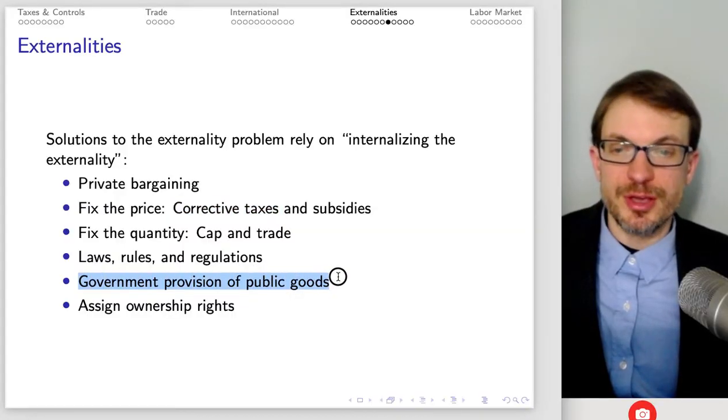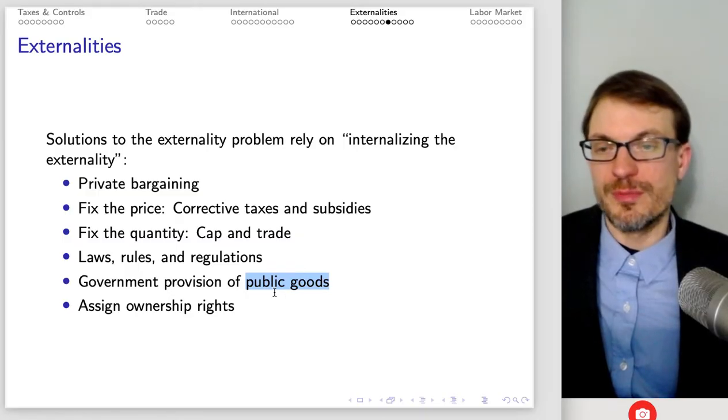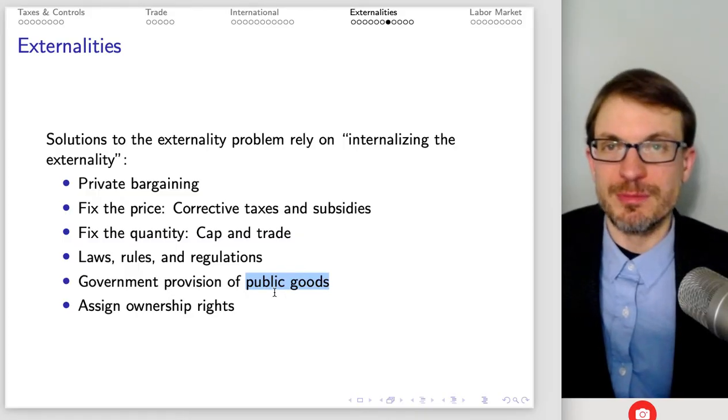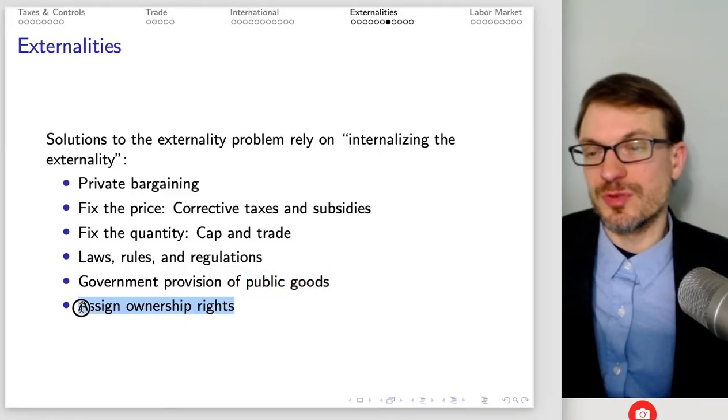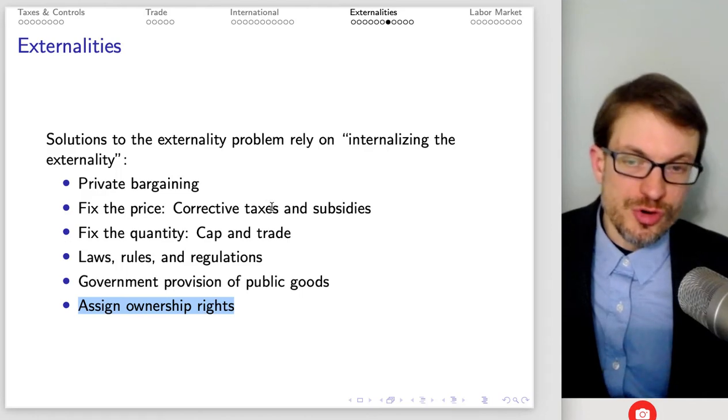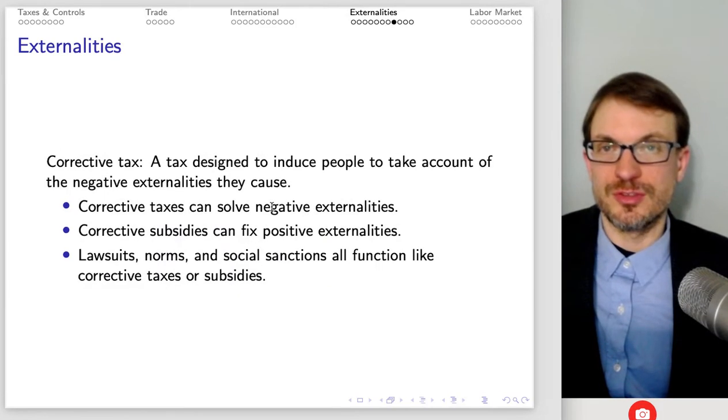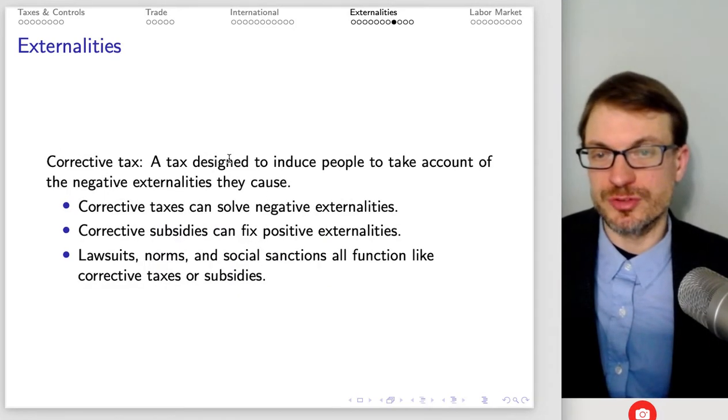In the case of public goods, which are those goods that are non-rival and non-excludable, we might try to overcome the free rider problem by having the government produce the good. And then the last thing, especially with common resources, you could assign ownership rights, and the idea then is that somebody will look after whatever is the resource.